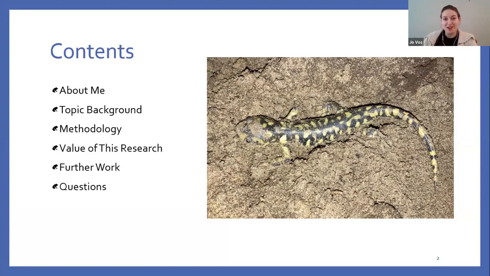Almost all of these pictures are actually taken by myself. And this one is actually a tiger salamander that my family found. So I always love seeing anything to do with amphibians.